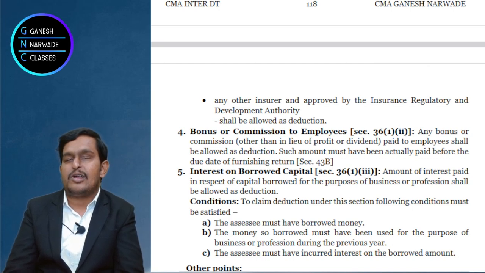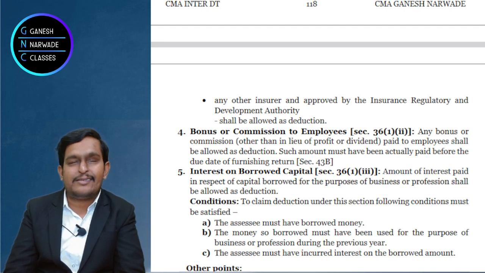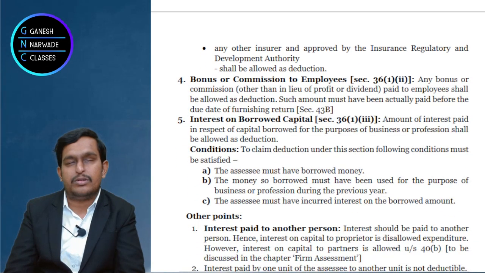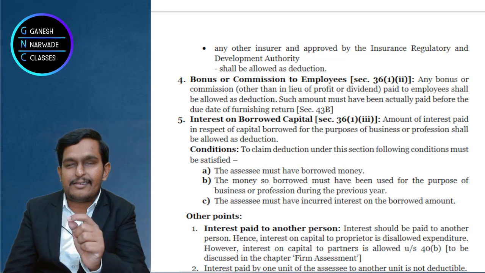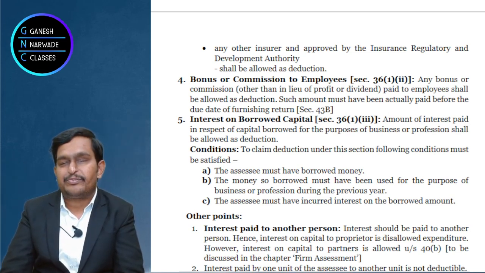Suppose, for example, interest on capital. In partnership, interest on capital is there. Can we allow it as deduction? Under section 40B, yes, it can be allowed as deduction. No problem. But again, certain restrictions are there. We will discuss at the time when we discuss 40B.